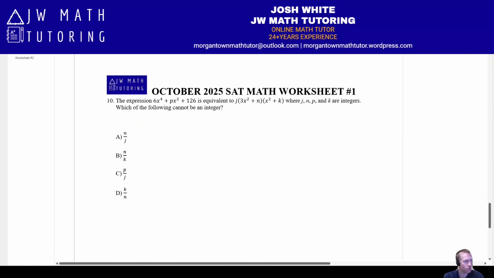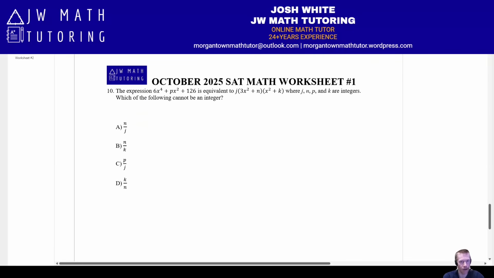All right, let's look at this last question here. Problem number 10 on this October 2025 SAT official test problem, worksheet number 1. So this is a factoring question. They give you this fourth degree polynomial. They tell you it's equivalent to this factored form where j, n, p, and k are integers. And then they want to know which of the following cannot be an integer. In other words, which of the following must be a decimal, essentially.